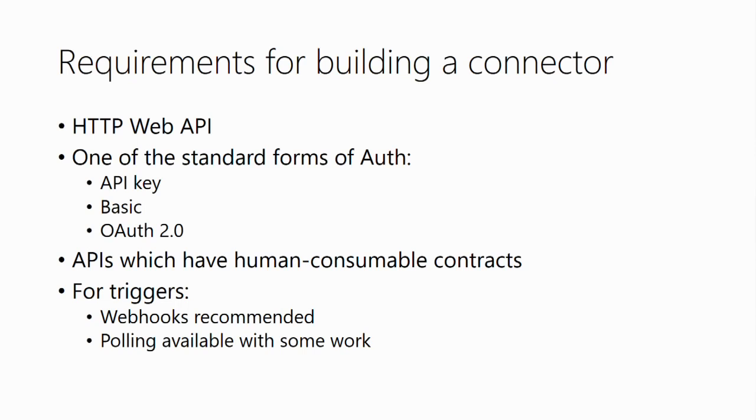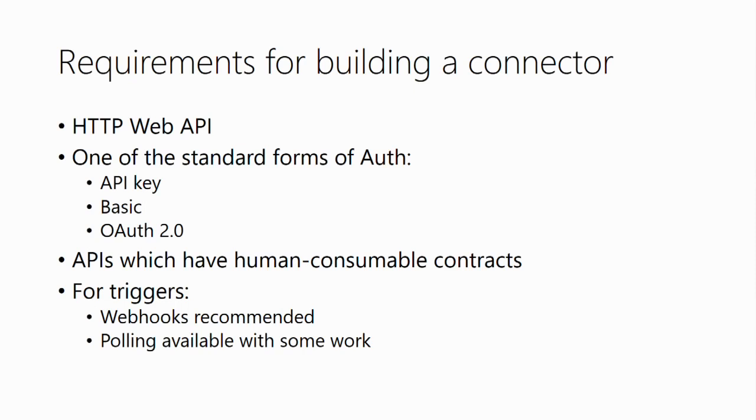To build one of these connectors, the requirements aren't particularly onerous. It has to be an HTTP Web API. Actually, it isn't on the slide, but it has to speak JSON. So if it's an XML or SOAP-based API, we don't support that natively today. We will be adding ways to support that in the future, though. It has to use one of the standard forms of authentication: API key, basic auth, OAuth 2.0, basically what you'd expect. And the APIs have to have human consumable contracts. And to get triggers, the events that happen at the beginning of the flow, we have two methods for that.